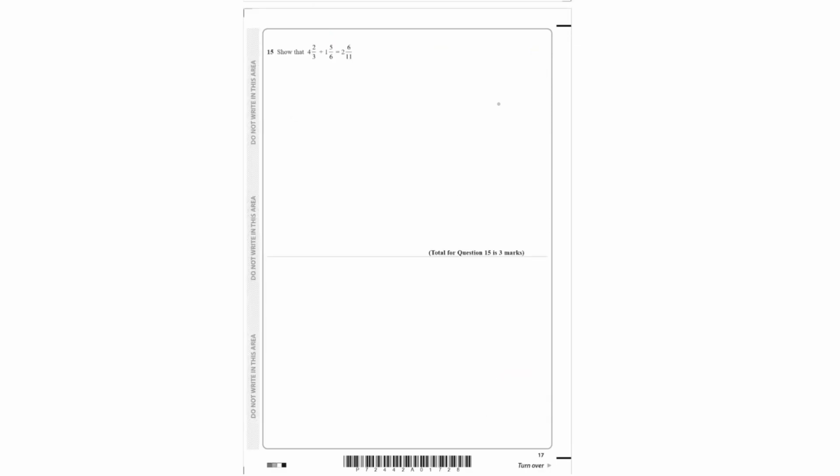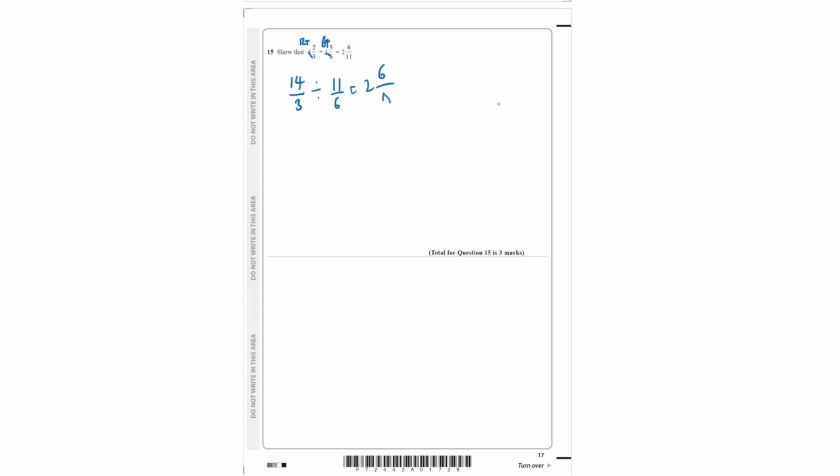Question 15, show that 4 2 over 3 divided by 1 5 over 6 is equal to 2 6 over 11. Firstly, we can change this from mixed fractions to improper fractions, so 4 times 3 gives us 12. We add that with the numerator, so that's 2. So 2 over the original denominator, which is 3, divided by 1 times 6 is 6. 6 plus 5 is 11, divided by 6 is equal to 6 over 11.